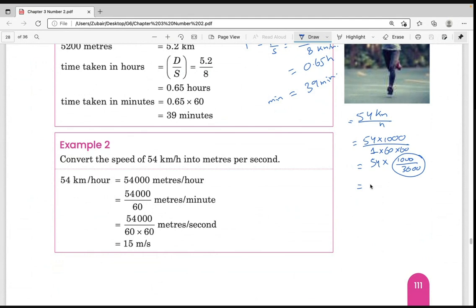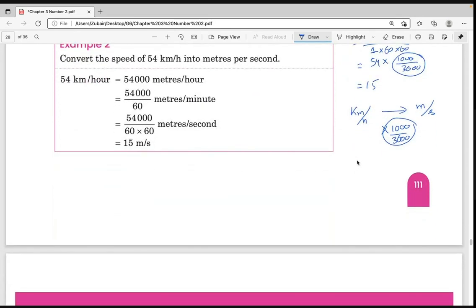So 5 into 54 is 15. So we can also memorize that kilometers per hour to meter per second, we multiply with 1000 over 3600. And when we go from meters per second to kilometer per hour, we multiply with 3600 over 1000.